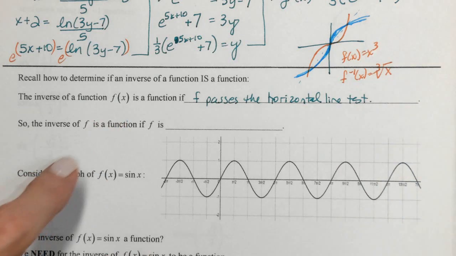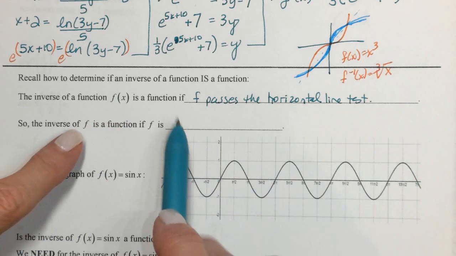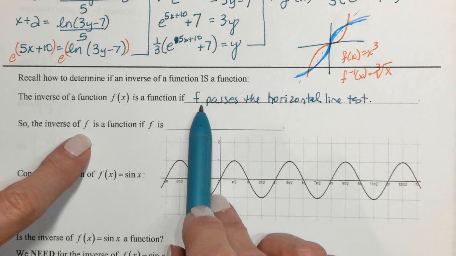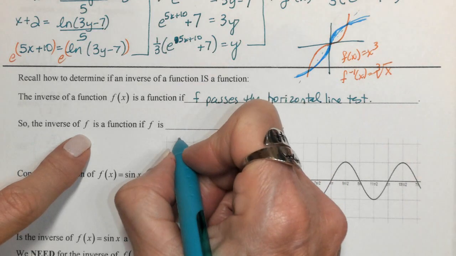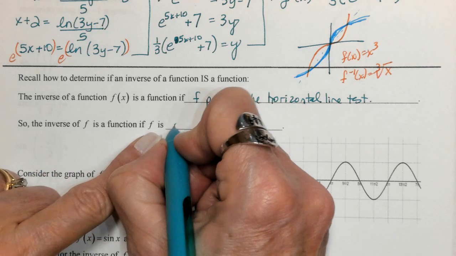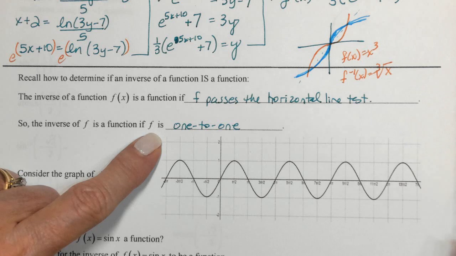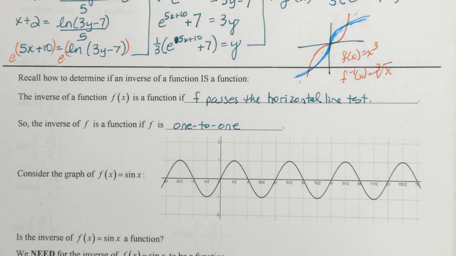So if a function passes the horizontal line test, and it itself is a function, then f is said to be 1 to 1. It's very unlikely you remember that, but we did talk about that. That just means it is itself a function, and it passes the horizontal line test. We call that 1 to 1.